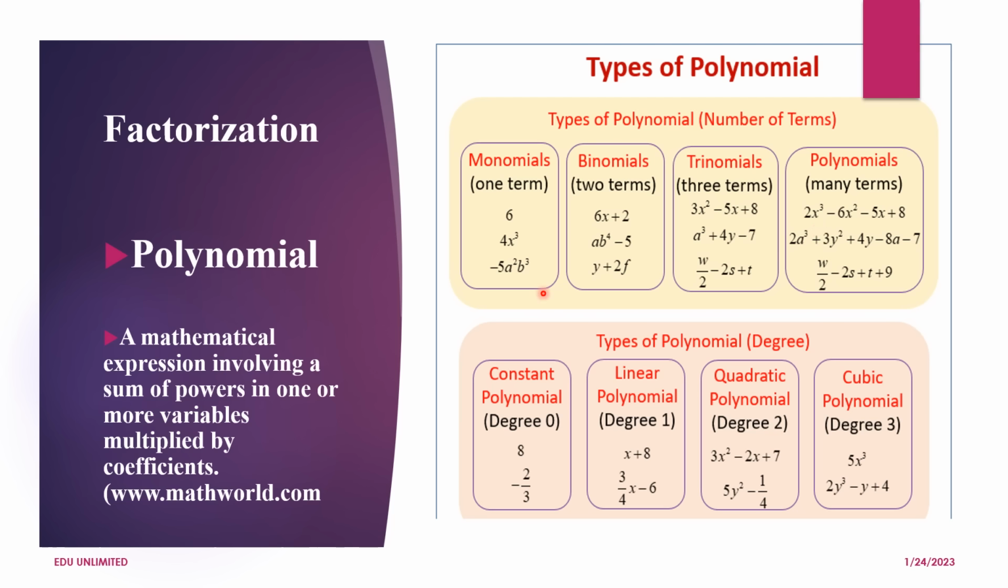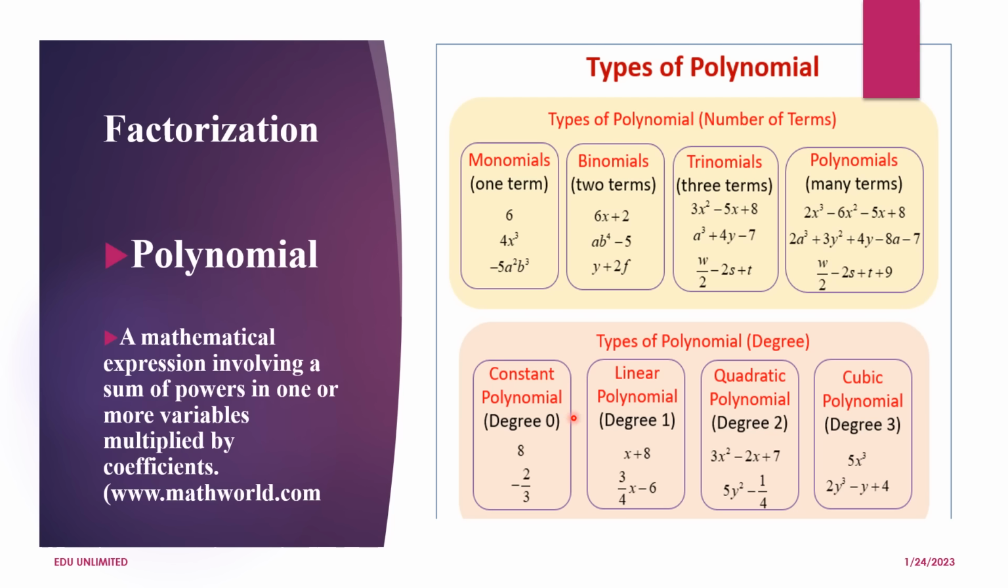We can take it a step further by looking at the types of polynomial according to their degree. The constant polynomial has a degree of 0. We look at 8. Anything raised to the 0 power is 1. So 8 is a polynomial of degree 0. 8, for example, multiplied by x to the 0 power, while x to the 0 power is 1. So 8 multiplied by 1 is 8. So the constant polynomial has a degree of 0.